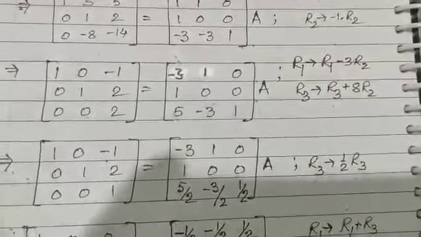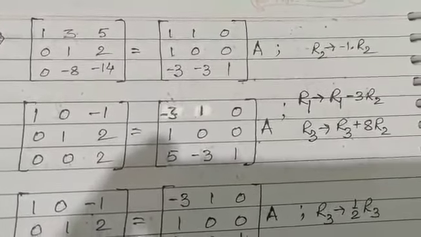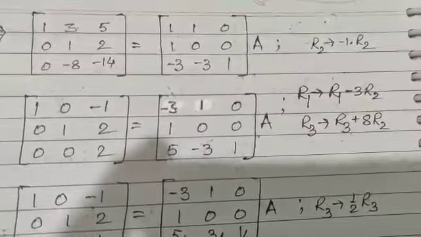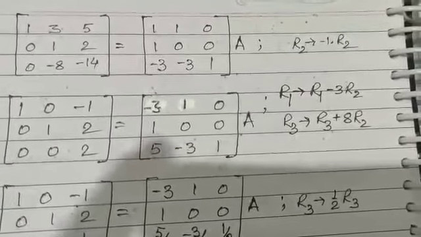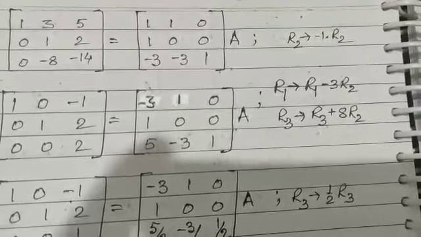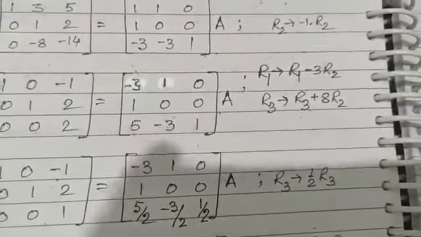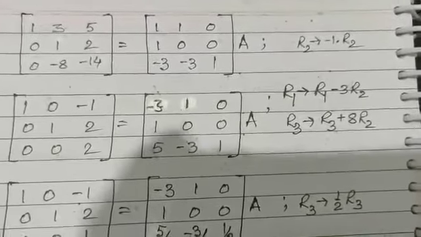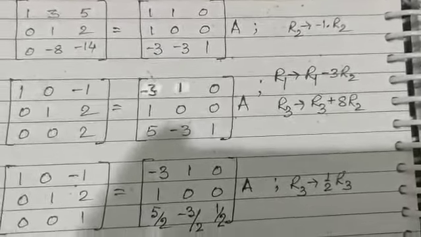You can see that the new matrix is 1, 0, minus 1, 0, 1, 2, 0, 0, 2. So remember, operations are applied on R1 and R3, the remaining R2 will remain the same. The corresponding calculations give you the right hand side matrix: minus 3, 1, 0, 1, 0, 0, 5, minus 3, 1.